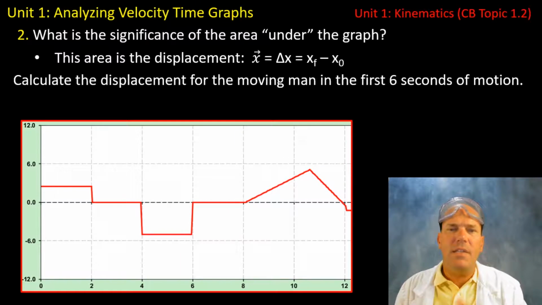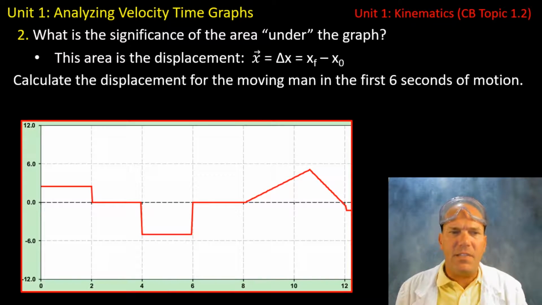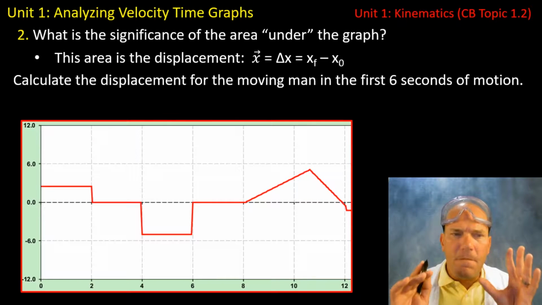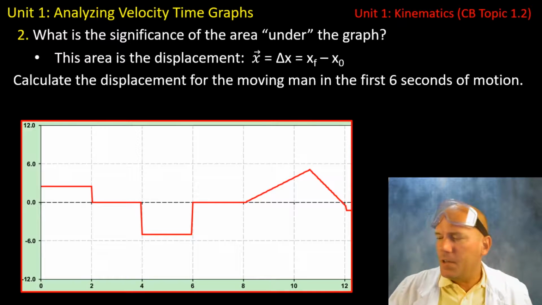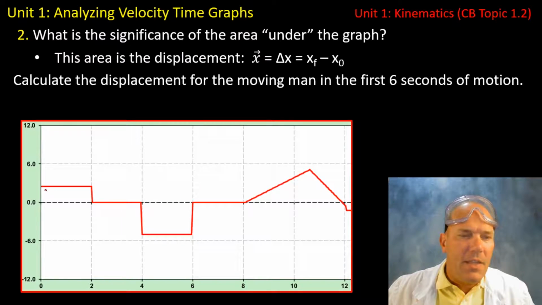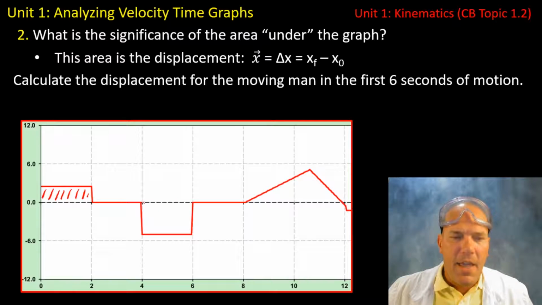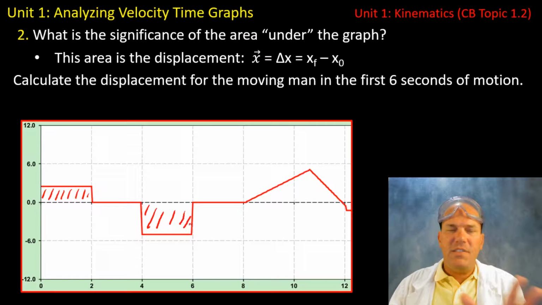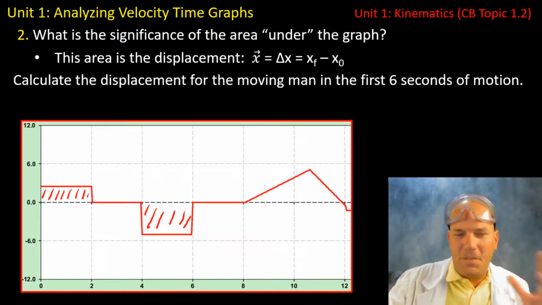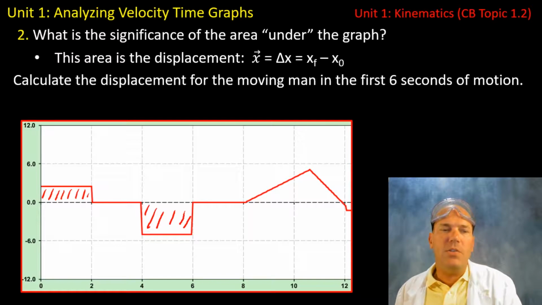So let's calculate the displacement of the moving man. When we translate this into the physics, this question is saying, find the area under, and it's under quotations because that is relative. Here is the area under that portion of the graph, and here is the area under the second portion of the graph. So it's above that portion of the graph. All right, so let's look at these two areas.